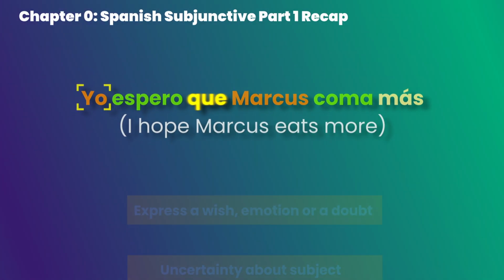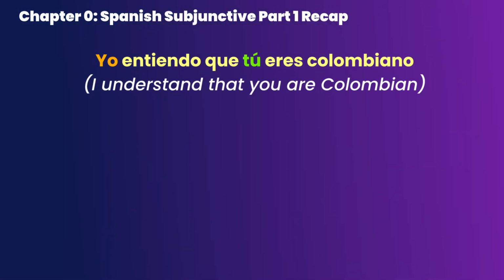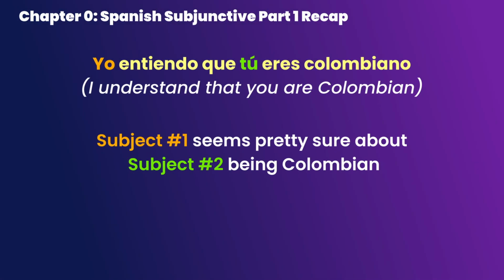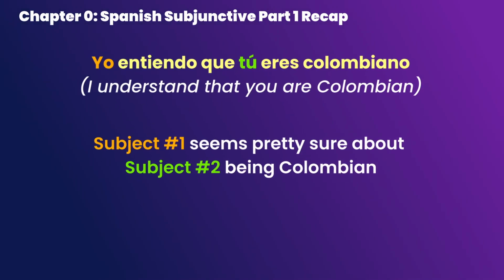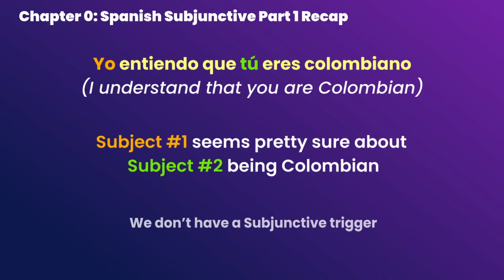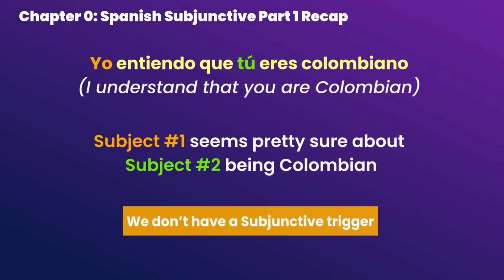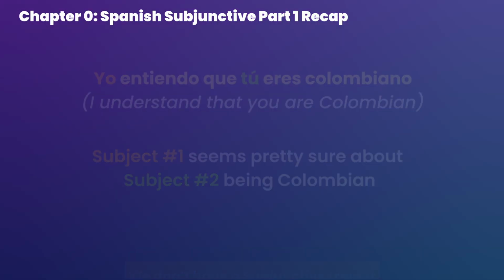So let's say we have a sentence: Yo entiendo que tú eres colombiano. Here, subject number 1 seems pretty sure about subject number 2 being Colombian. Since we talk about facts in this sentence, there's no need for subjunctive anywhere, as we don't have a subjunctive trigger. That leads us to number 3.